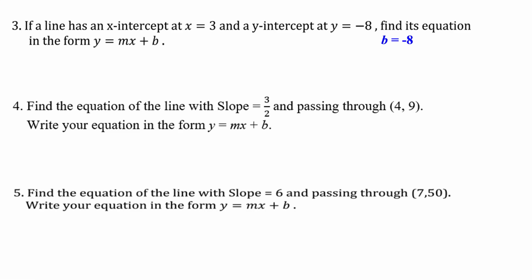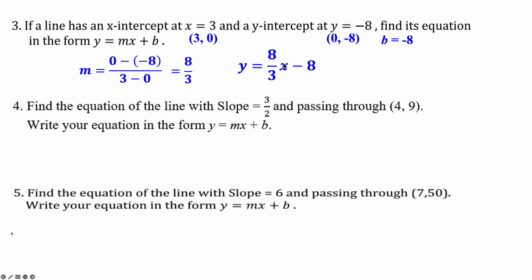All right, welcome back. Here we are. There's my y-intercept. X-intercept 3, 0. I need to convert that into a point like we did before. We needed to subtract. Hopefully we went 0 minus negative 8, which changes that to a positive. 3 minus 0 gives me 8/3. So y equals 8/3 x minus 8.